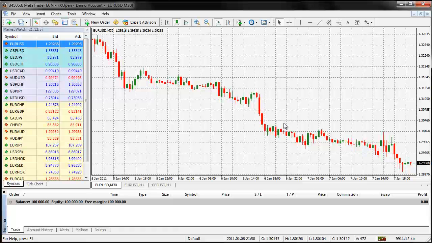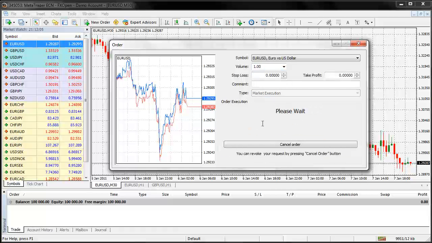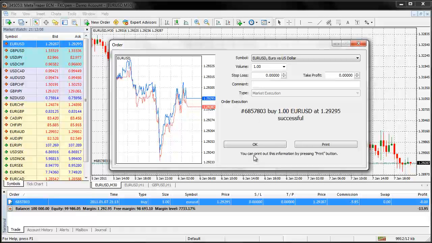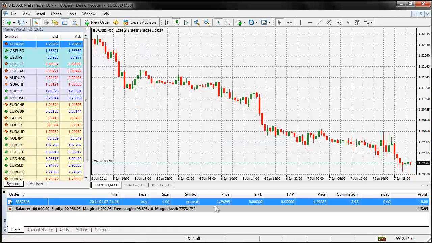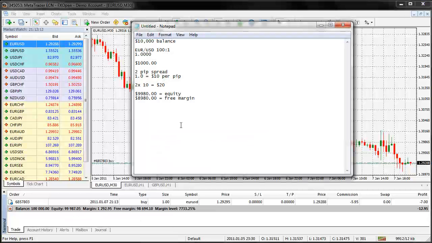Alright, so we can go ahead. Let's say, for instance, that I felt that this trade was going to go up. So I'm going to put in one lot and just click on buy, for argument's sake. Okay, so we can now see these figures coming through as what I'm trying to explain.